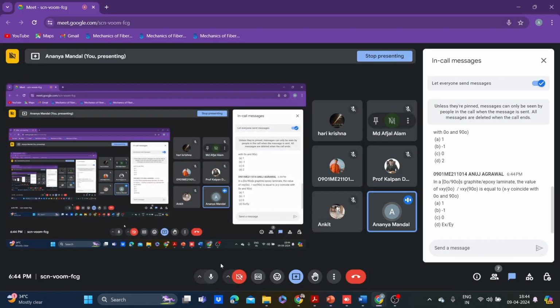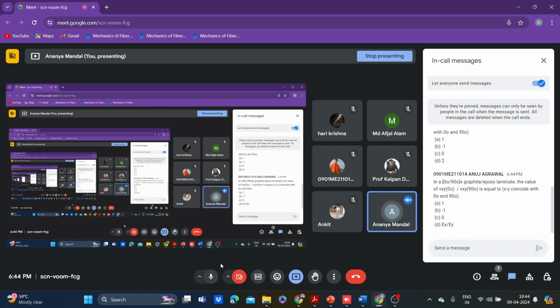Okay. So in this question that you asked, 0/90 symmetric graphite epoxy laminate, value of mu xy 0 degree by mu xy 90 degree. So imagine it like this. Suppose for 0 degree lamina, the value of mu is transverse modulus by longitudinal modulus. So anything transverse by longitudinal. So for 0 degree, suppose the value of transverse is 10 and longitudinal is 5. The value of mu will be 2.